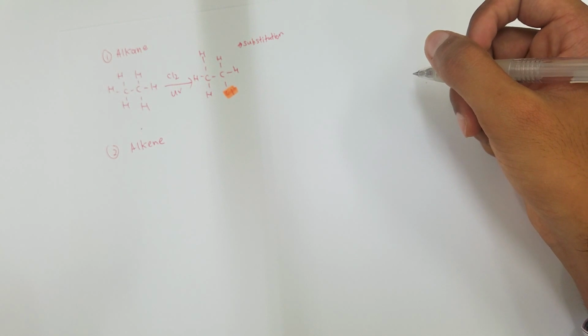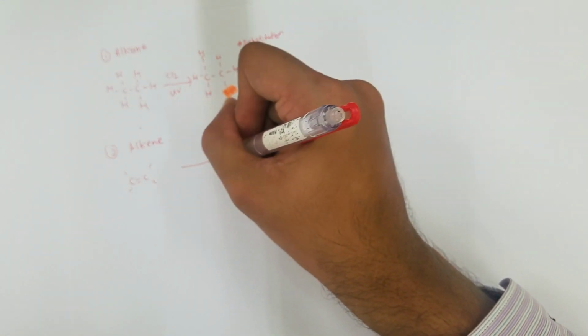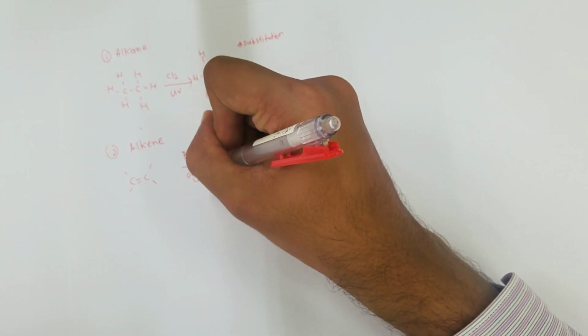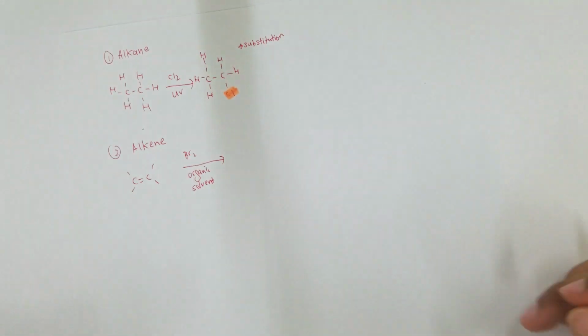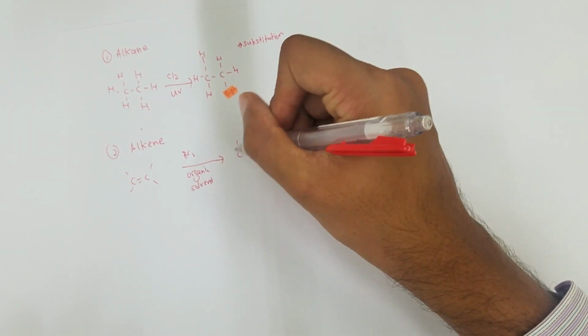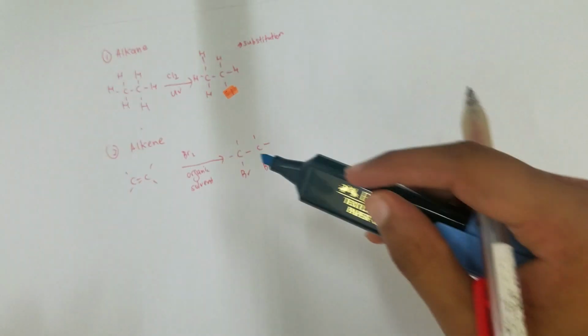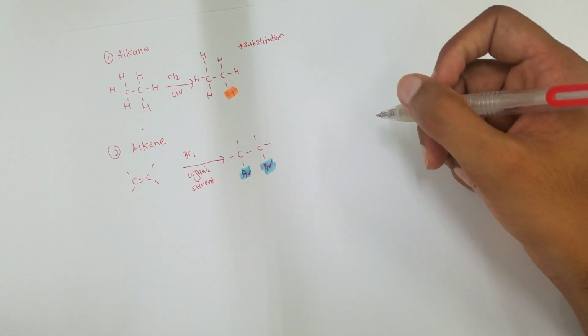So the first one we have learned in book 3A is if I have an alkene and I have bromine in organic solvent. So this organic solvent is usually CCl4, okay, tetrachloromethane. I will be adding Br and Br over here. Okay. So this is an example of addition reaction.